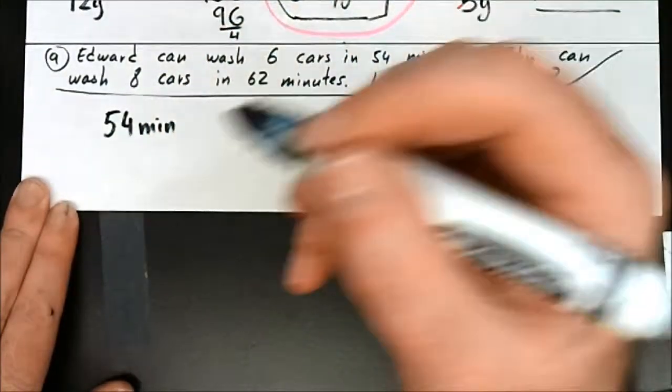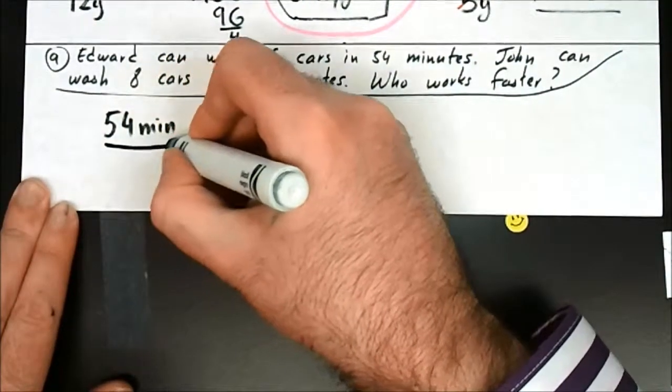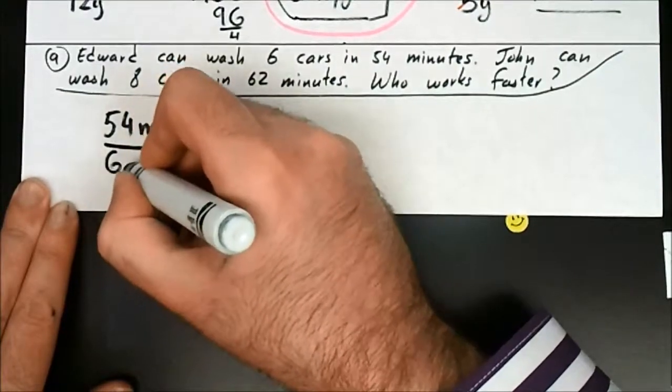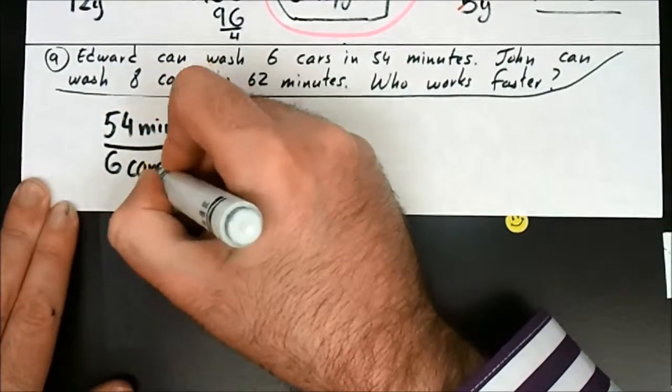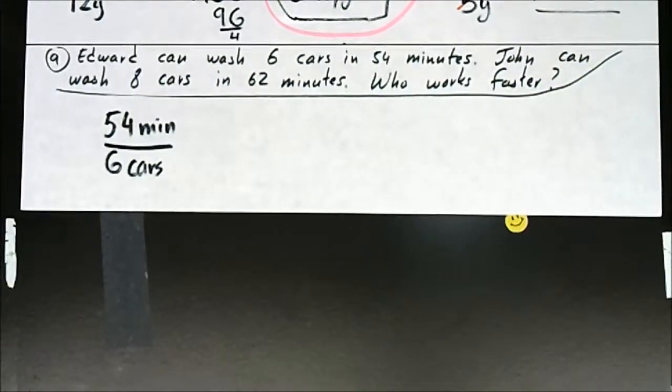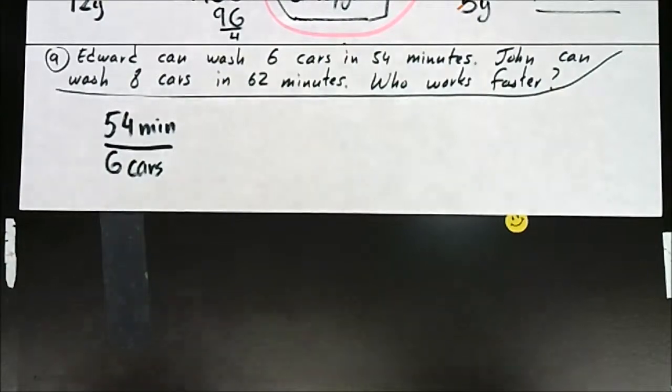I'm going to write just min for minutes over 6 cars. Now you might ask me, why did I put the minutes on the top and cars on the bottom? Well, think about it this way. If I put the cars on the top and the minutes on the bottom, that would mean I would have less than a whole number. But I know he definitely can do a car in several minutes, so it logically wouldn't make sense. So minutes go on top, cars go on the bottom, because if it was the other way around, the answer would not make any logical sense.